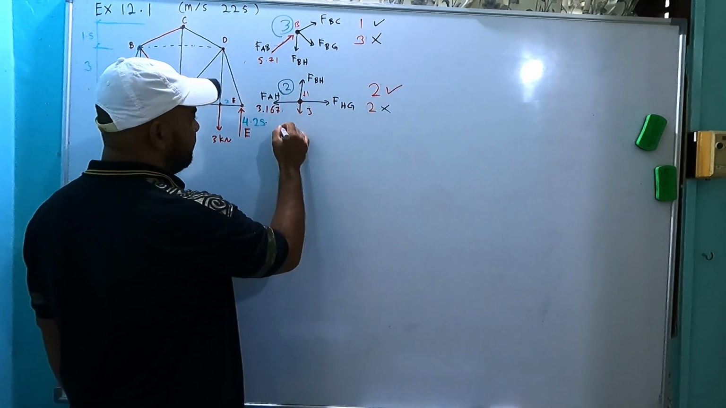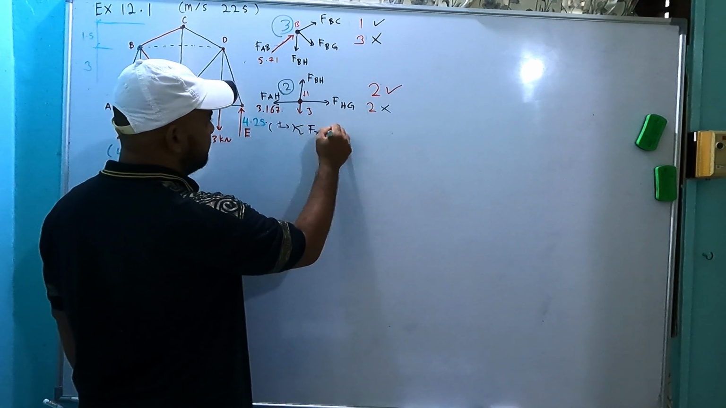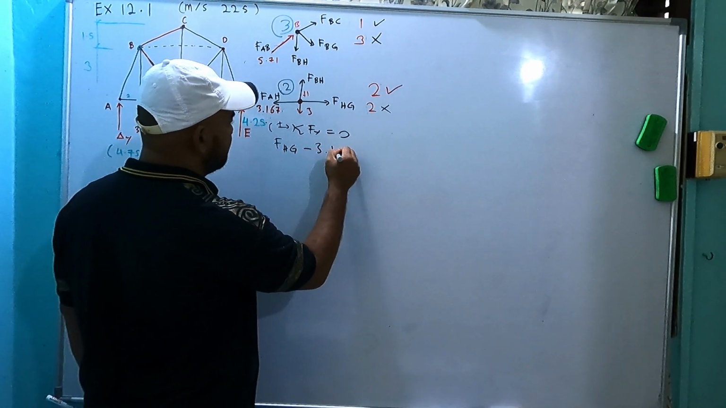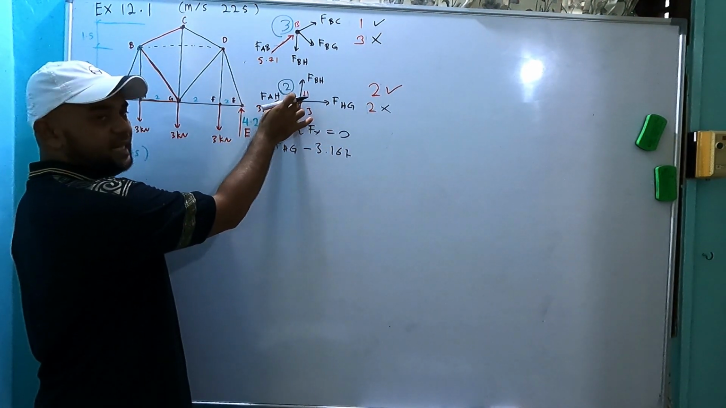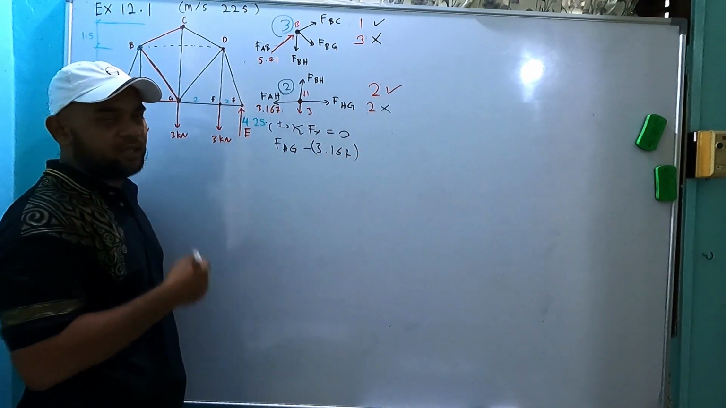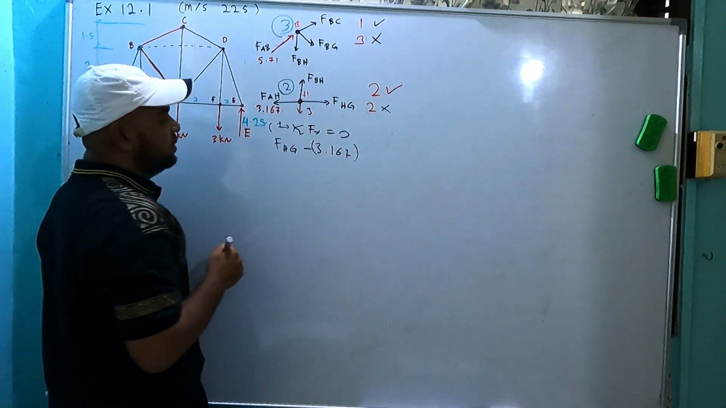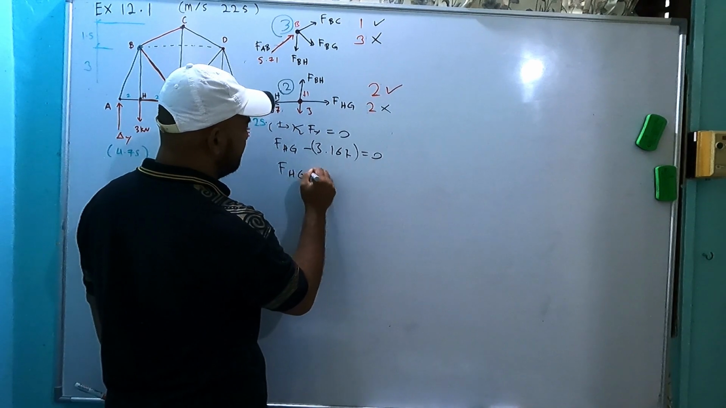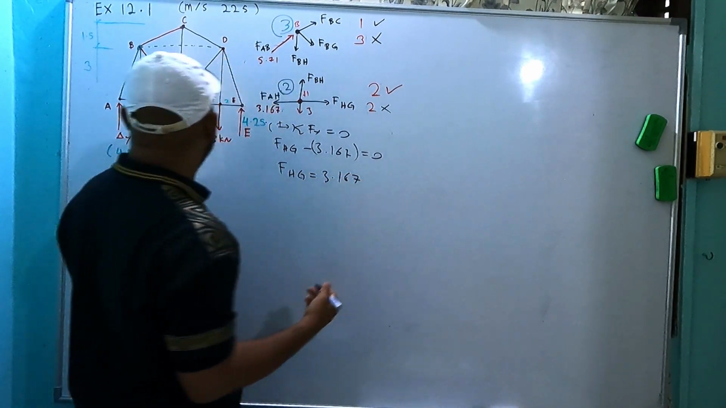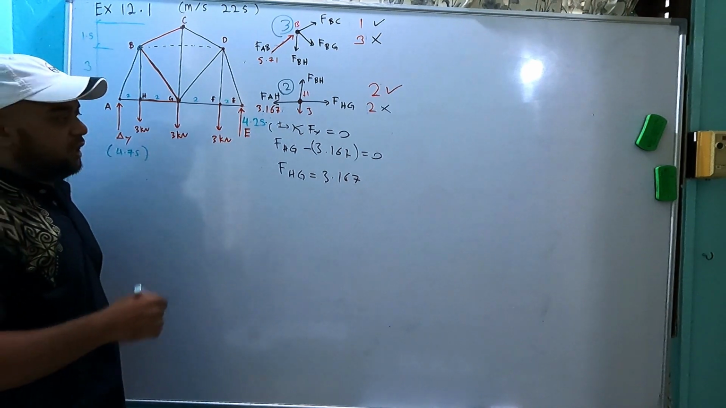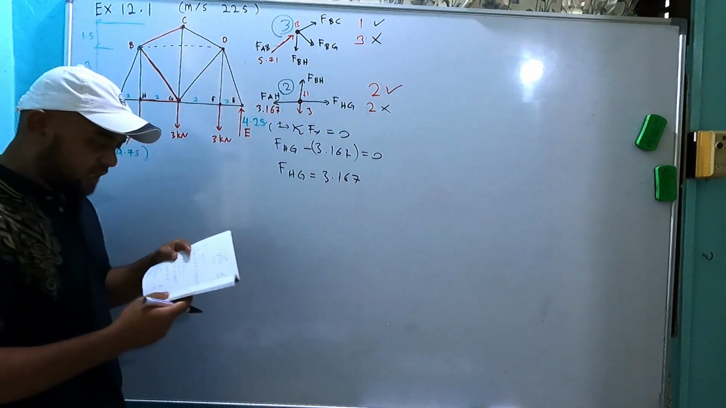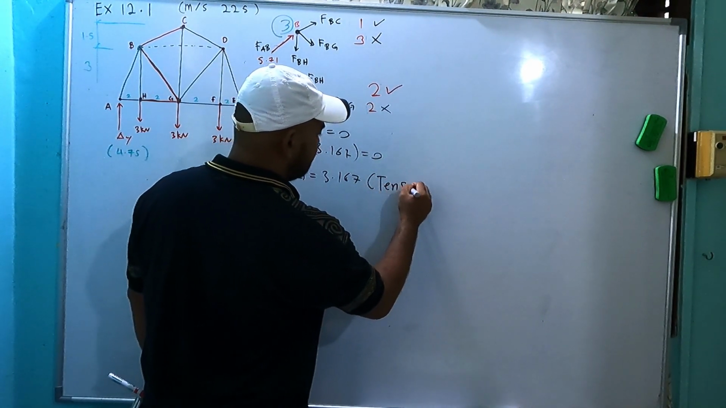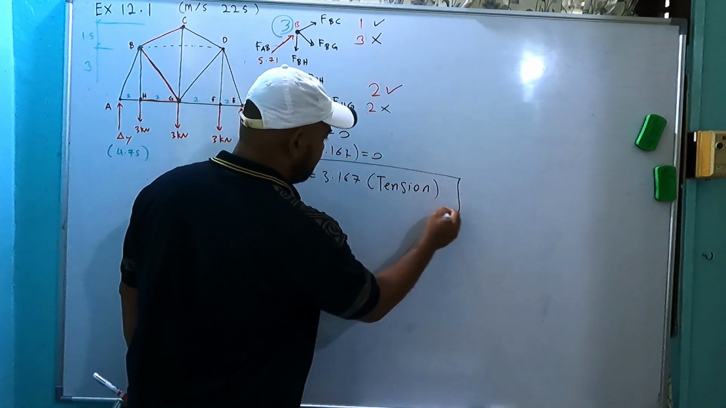Okay, so from here you can have positive sigma fx equal to 0. So you have FSG minus 3.167. Okay, minus is because of this direction. The value is positive from our calculation. So minus because of this figure. FSG minus this one equal to 0. So you have FSG equal to 3.167. It is asked in the question. So FSG equal to 3.167. And it is positive, so it is in tension. So this is your answer.